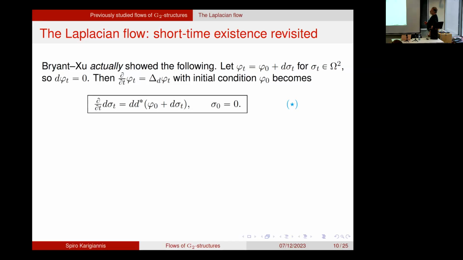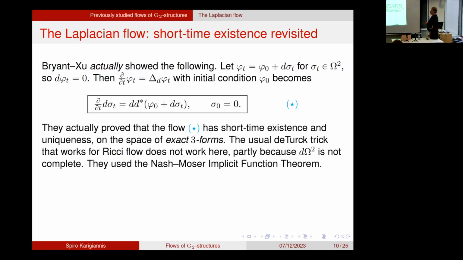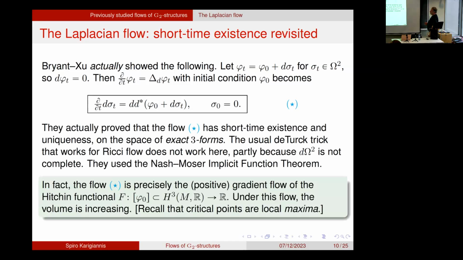Then if you write down phi t necessarily of this form, you write down what the Laplacian of phi t is, it's this. And they prove that this flow has short time existence and uniqueness on the space of exact three forms. The usual DeTurck trick doesn't work here. But they were able to use a Nash-Moser implicit function theorem type argument. I don't want to spend too much time talking about that. You can ask me afterwards if you're interested.